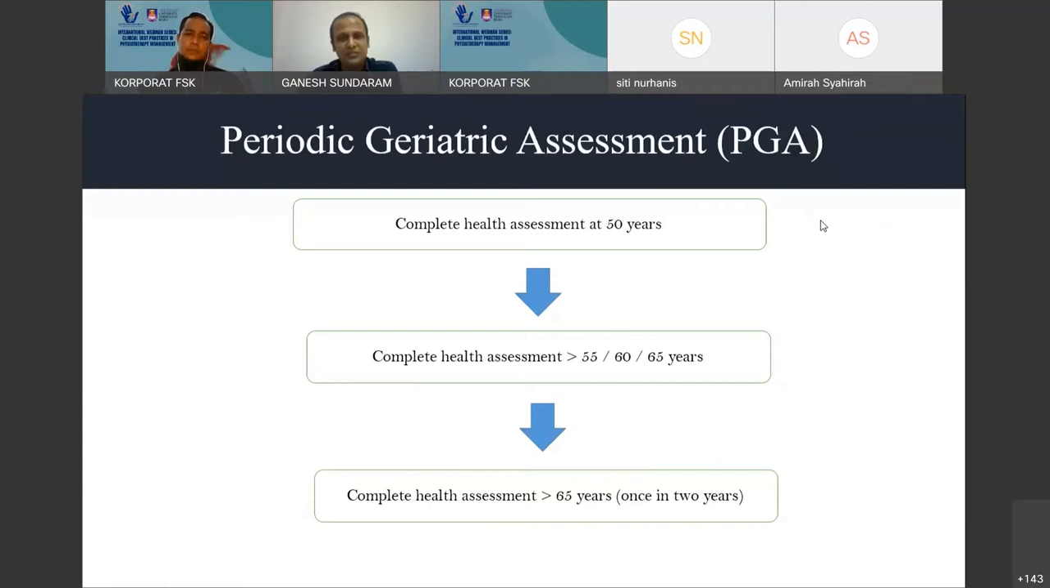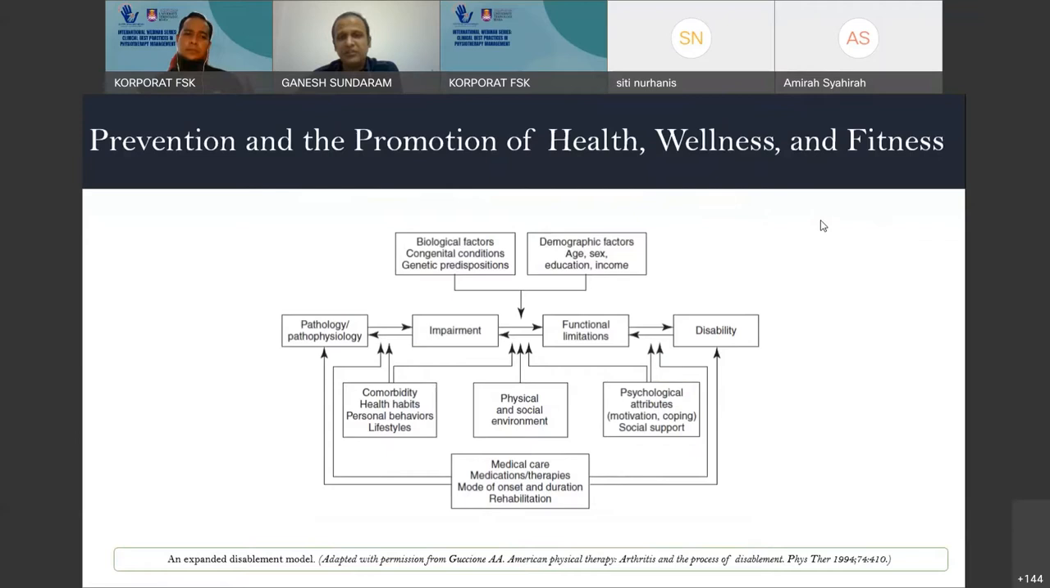How is prevention better than cure? If you see a simple chart, I will explain only one thing. The pathophysiology goes to impairment. Impairment goes to functional limitation. Because of functional limitation, it results in disability. So it comes vice versa. It goes to the right, and the same chart follows back: pathophysiology, impairment, functional limitation, and disability.